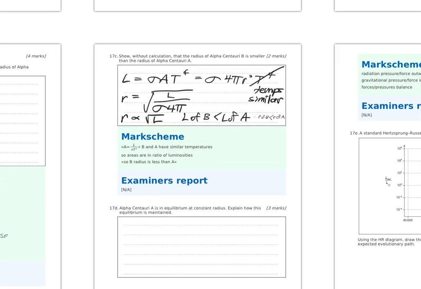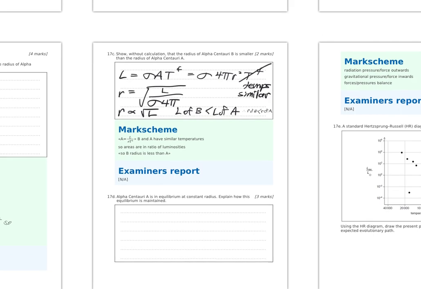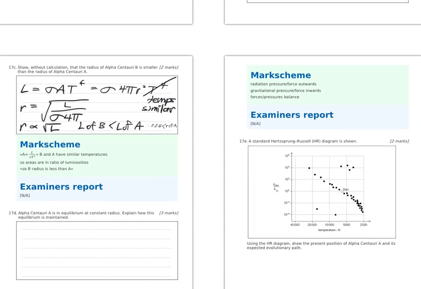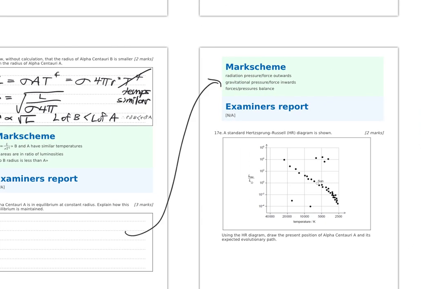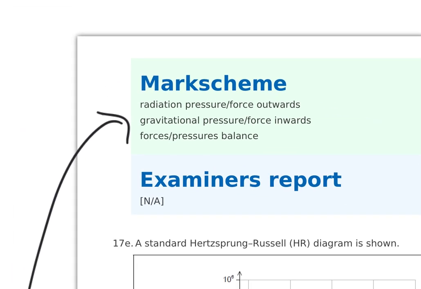All right. And so that was 17C. 17D, alpha A is in equilibrium at constant radius. How is the equilibrium maintained? We can just look to the mark scheme. That's pretty basic. Radiation pressure from nuclear fusion pushes outwards, gravitational pressure pushes inwards, and then the pressure is balanced.